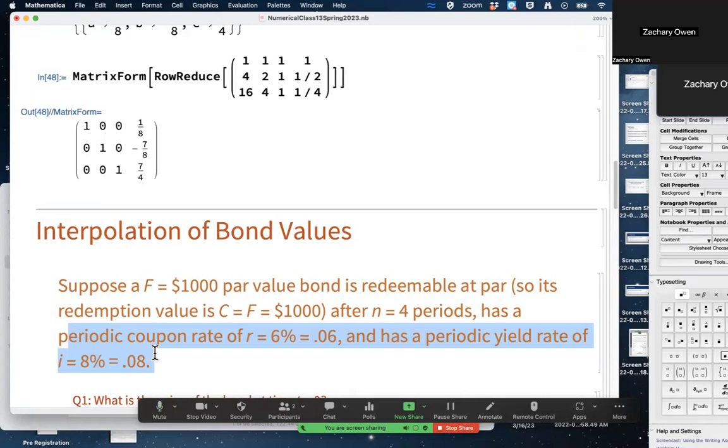Before, when we did bonds, I did not tell you the yield rate. The problems we had before, you were trying to solve for the yield rate. The application was solving equations using, for example, the bisection method or Newton's method to solve for the unknown yield rate. But now I'm telling you what the yield rate is.